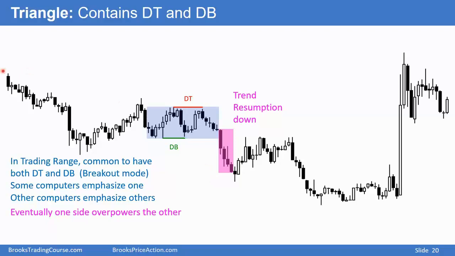Bear trend, a trading range. Every trading range contains some kind of a double bottom and some kind of a double top. We got trend resumption down. The bears overpowered the bulls, and the bulls gave up.